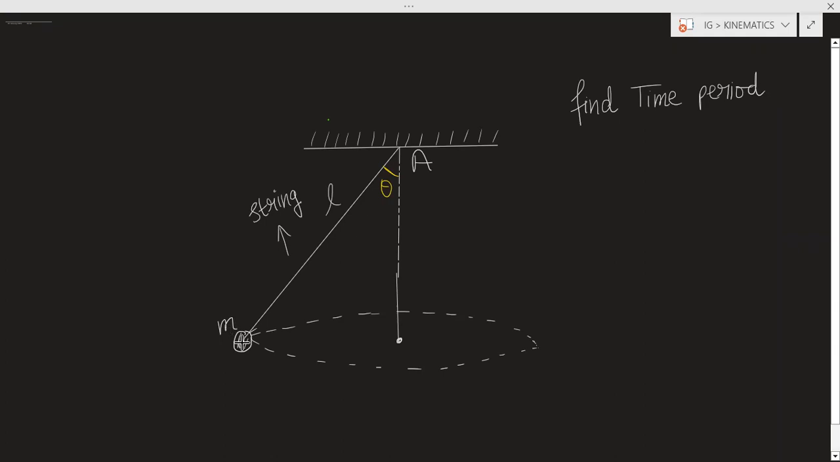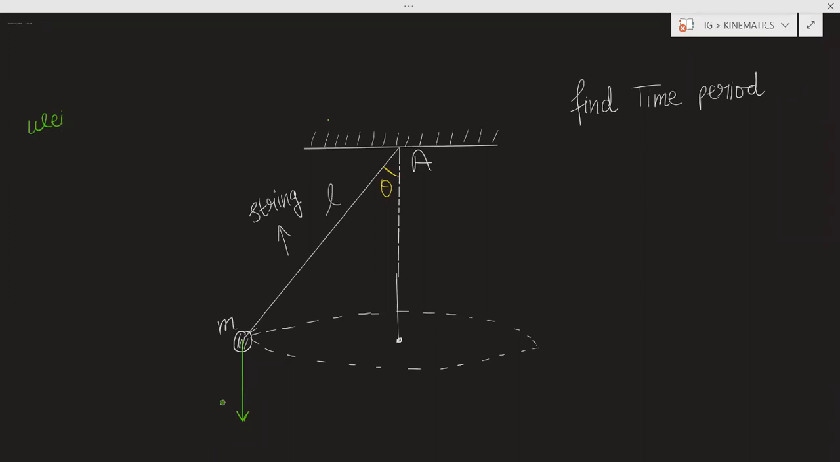Centripetal force. Yes, the centripetal force will be there. Obviously, there will be a centripetal force. Now on this mass m, there will be one weight. There will be the weight of the mass. This mass will have the weight, which is the gravitational force.